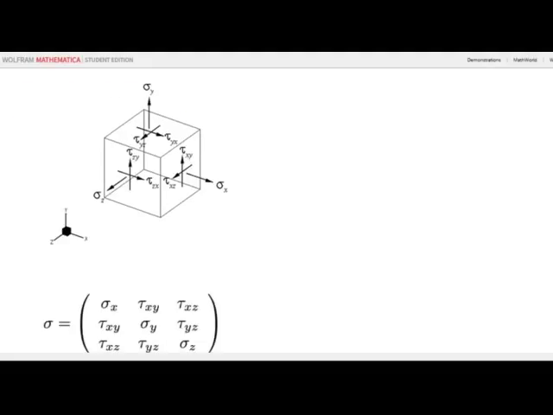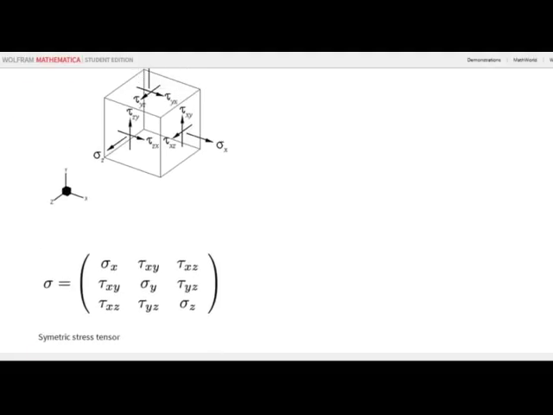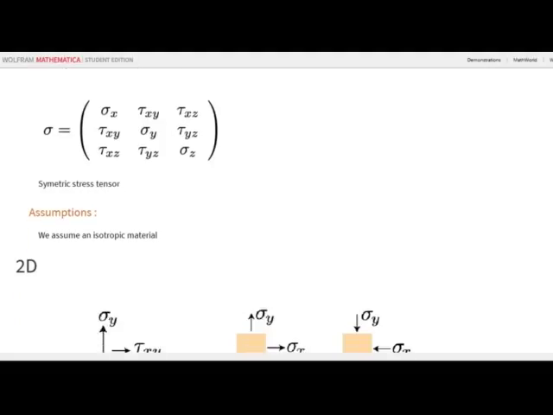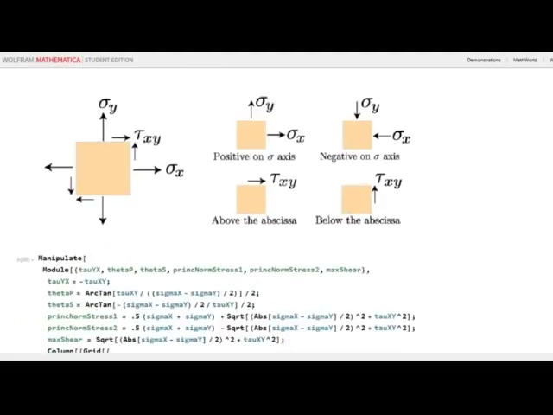This stress state could also be shown using a stress tensor, which is shown right here with this symmetric 3x3 matrix. It has to be symmetric because we don't want to have any moment acting on our stress element to prevent any rotation. And also, of course, we're using an isotropic material.